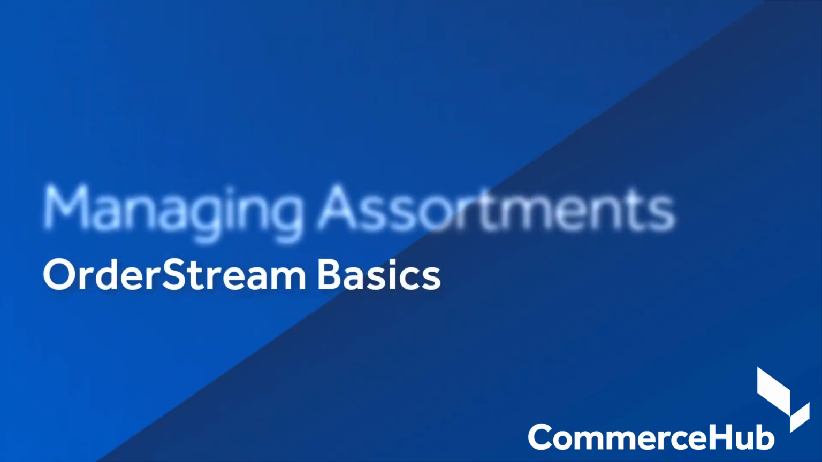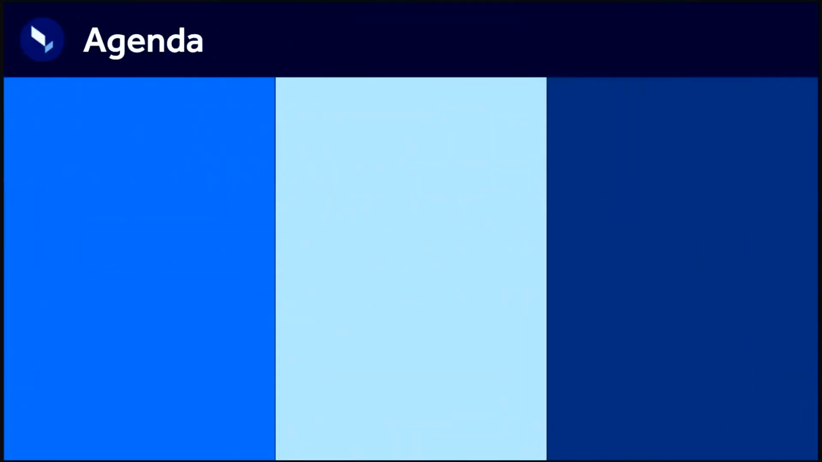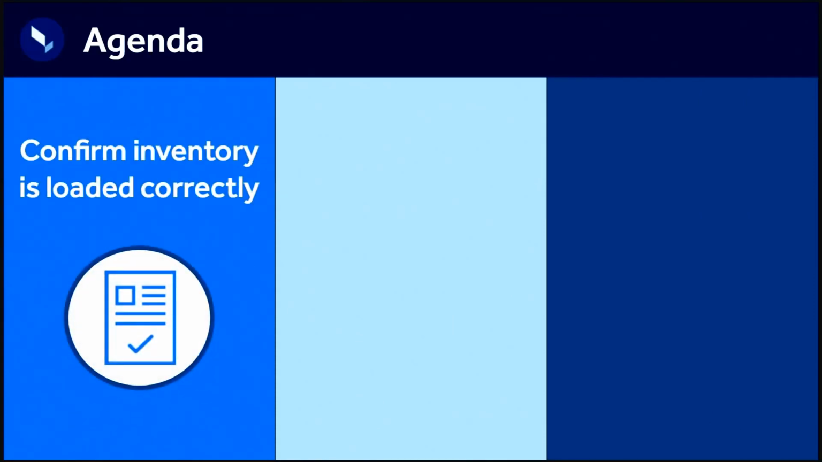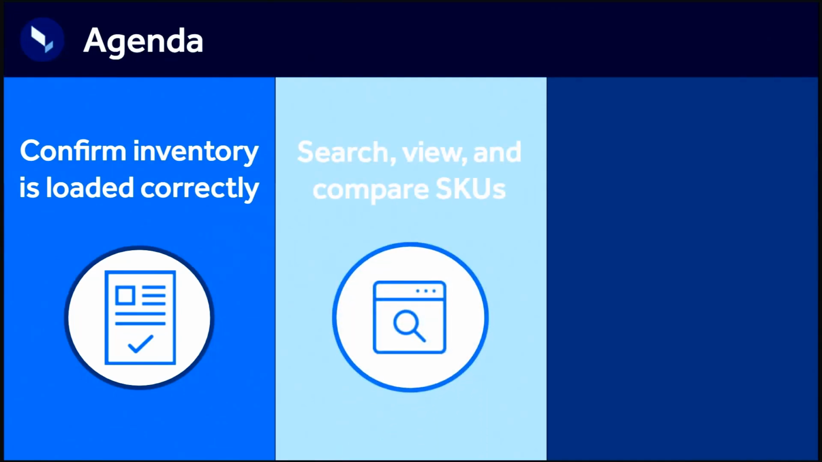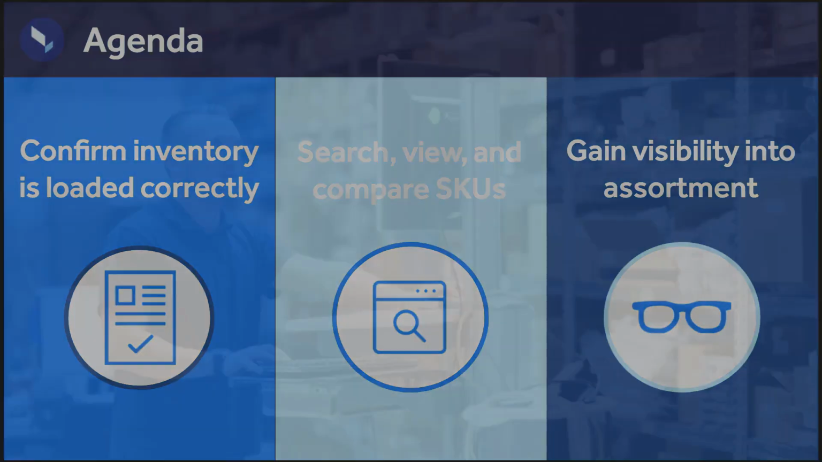In this video, we are going to talk about assortments, the collection of products or SKUs a retailer offers or intends to offer for sale to customers. We'll look at how you can use the assortment feature in OrderStream to confirm inventory is loaded correctly for all SKUs in your retailer's active assortment, search, view, and compare assortment SKUs with your inventory submissions, and gain visibility into the SKUs that your retailer intends to sell in their online store.